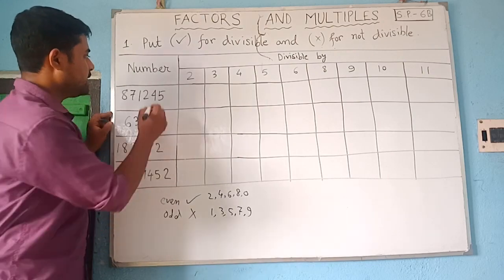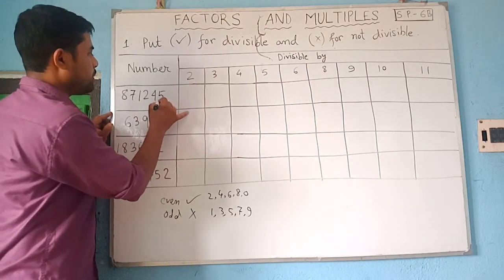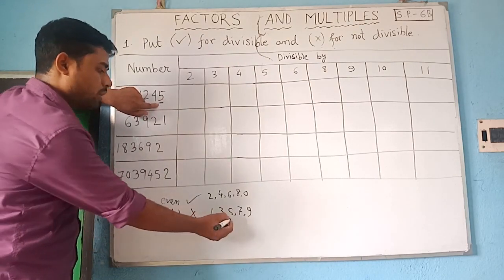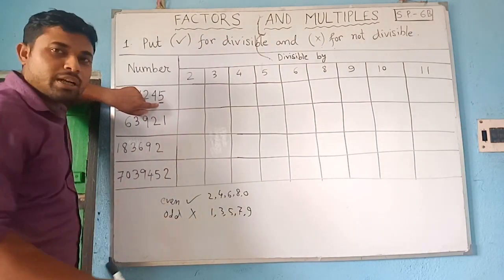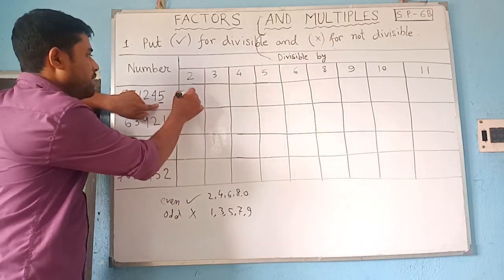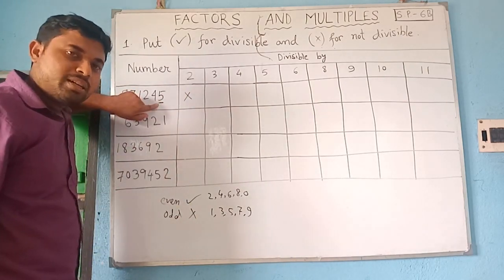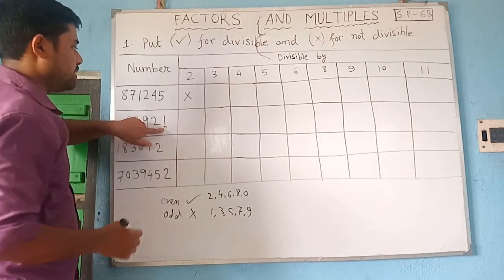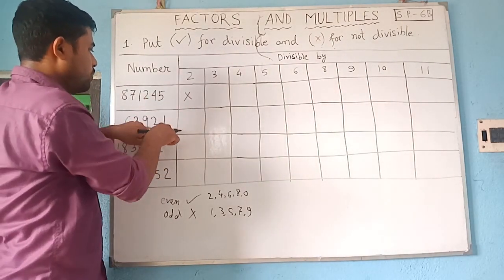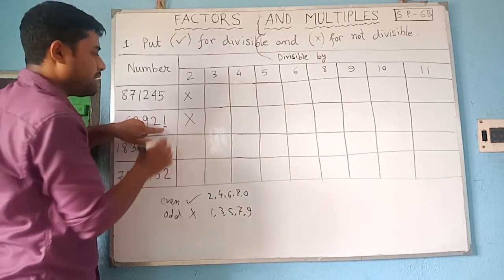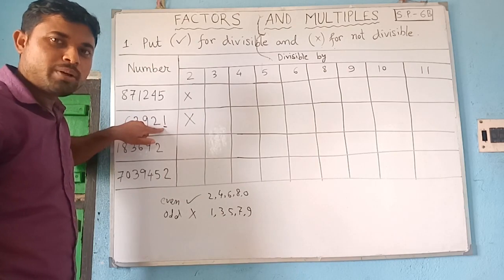So let's check. This is the unit place, and it is 5. Is 5 odd or even? Odd. So if it is odd, the number cannot be divisible by 2, so this will be a cross. Is it clear? Next, come to this number. Here it is 1, so this is an odd number. As it is odd, we cannot divide it by 2. The number is not divisible by 2.